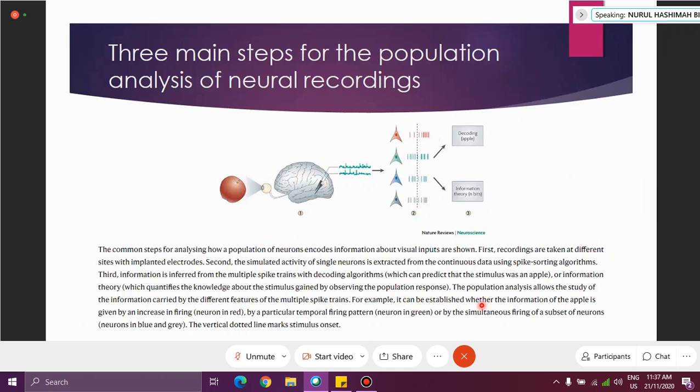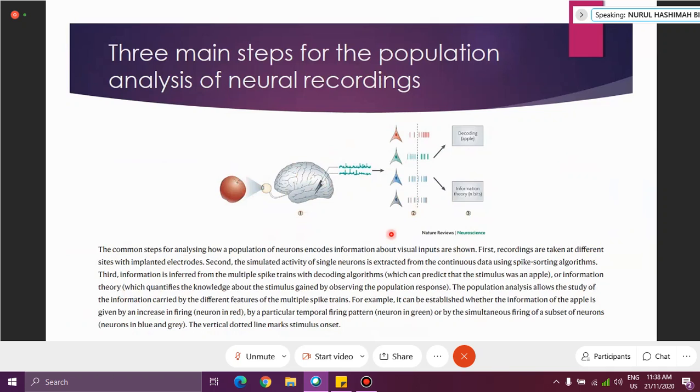So it can be established whether the information of the apple is given by an increase in firing of the neuron in red, by a particular temporal firing pattern of the neuron in green, or by the simultaneous firing of a subset of neurons in blue and green. The vertical dotted line is the stimulus onset. So this is time, and this is where it sees the stimulus. Stimulus onset means when the stimulus appears in your eye and your visual system captures the picture.